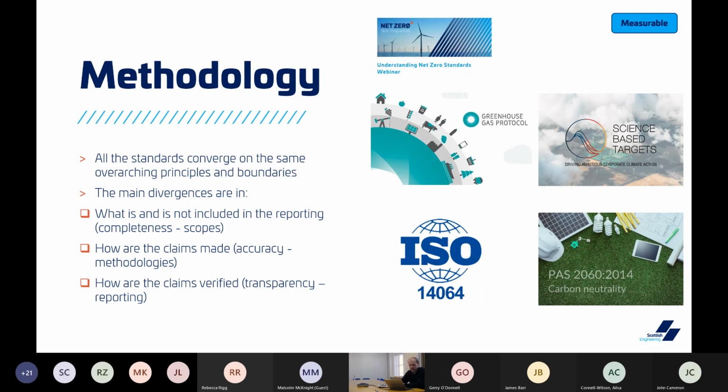And the good thing is there is a level of convergence, and they all converge on the principles, and they all converge on the boundaries as mentioned earlier on. But there are divergences between those standards. So even if they all converge on the principle of completeness, they've got different scopes. If they converge on the principle of accuracy, the methodology can be different. And if they converge in terms of transparency, again, the reporting can vary from standard to standard. So there is a high level of convergence, but there's also a high level of divergence. And that's why you've got to decide which is the one that works for you.